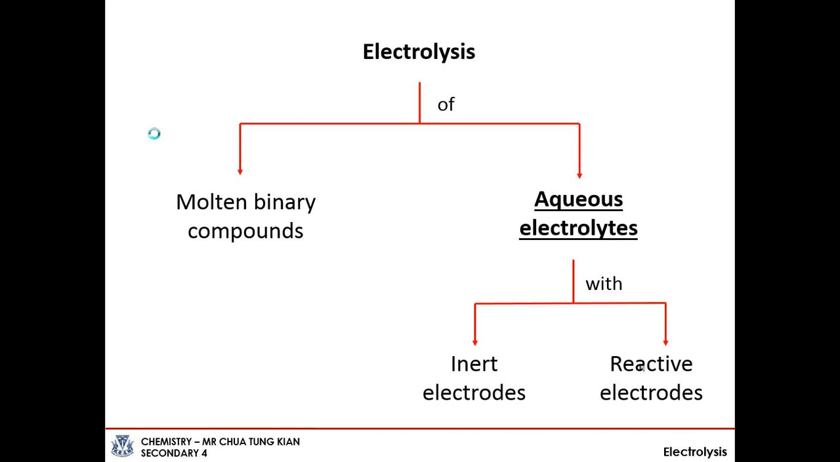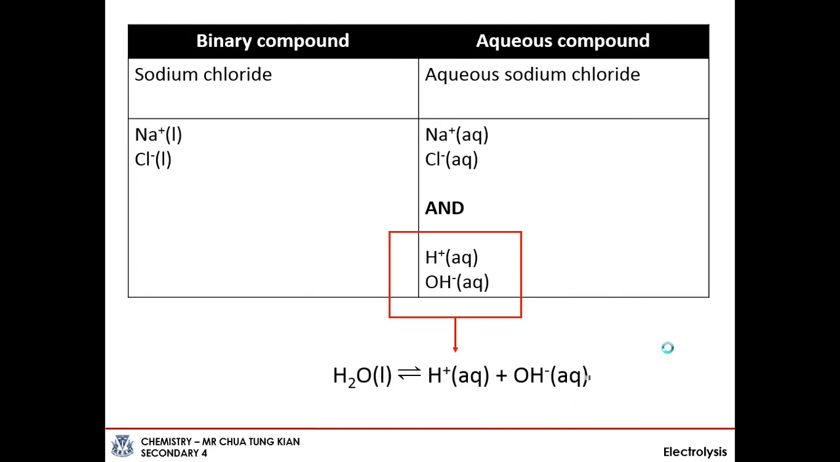Let's move on to the electrolysis of aqueous electrolytes. This one is a bit tougher because there are 4 different factors which come into play, of which the electrodes also play a significant role. So let's take a look. Let's do a very simple comparison between a binary compound and an aqueous compound: the electrolysis of molten NaCl versus NaCl(aq).